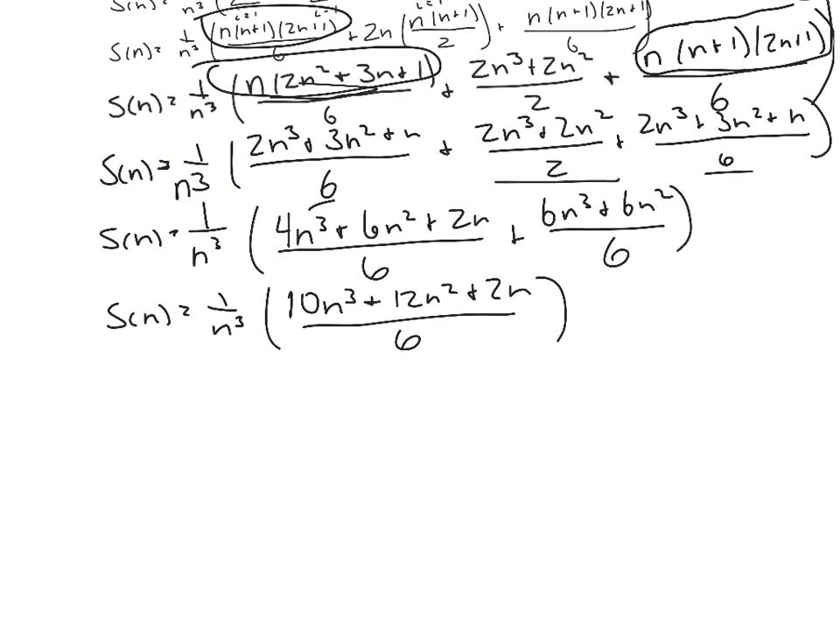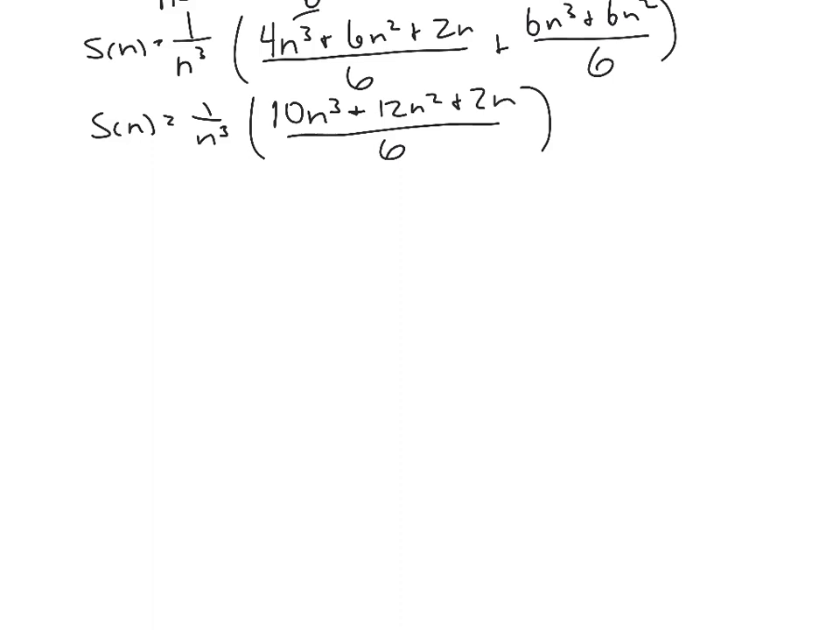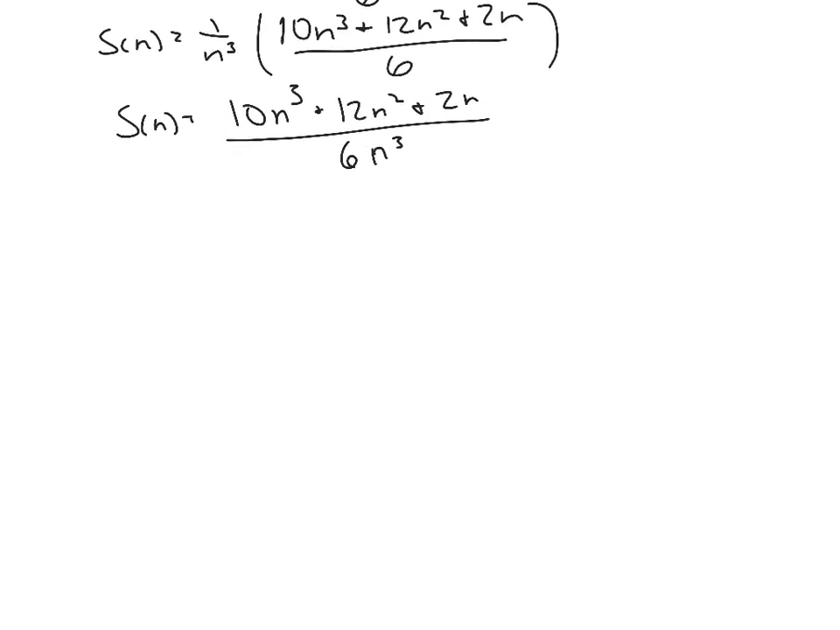And now I'm going to multiply through, well, I'm going to scroll up first. I'm going to multiply through by the 1 over n cubed. So S of n equals 10n cubed plus 12n squared plus 2n over 6n cubed. Now, you might think I'm done, but I'm not, because remember, we wanted to find the limit as n approached infinity of S of n.